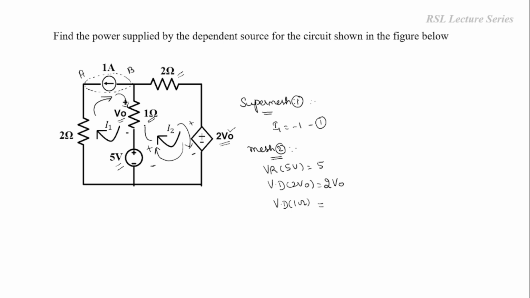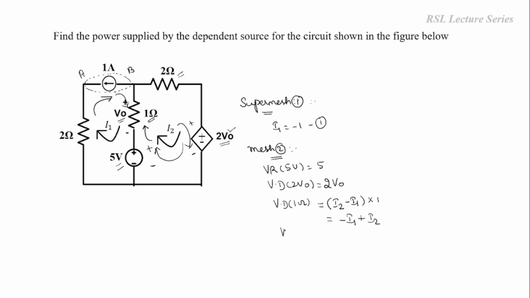I2 is flowing in the upward direction through this 1 ohm resistor. Both these currents are in the opposite directions. So now we are writing for mesh 2. So we have to write it as I2 minus I1 multiplied by 1. So this is equal to minus I1 plus I2.